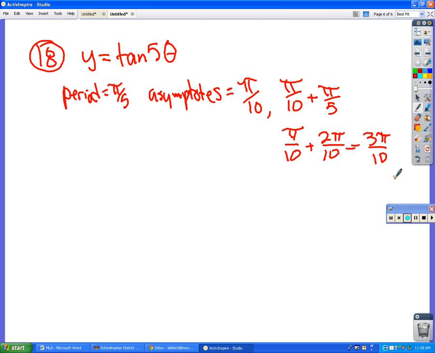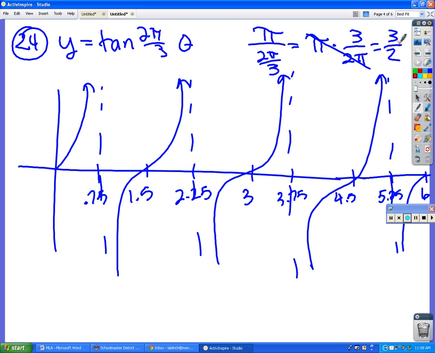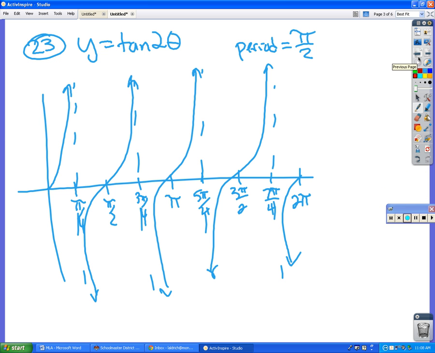Well, if you look at these graphs, what we were doing before, our period was pi. The first asymptote showed up at pi over 2, which is half of that. This one, the period was 3 halves. The first asymptote showed up at 0.75, which was half of that. One more time. Period is pi over 2. First asymptote showed up at pi over 4.